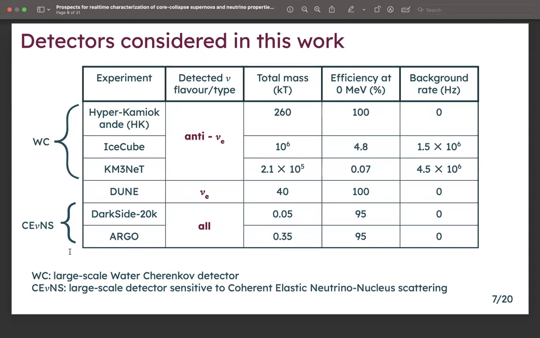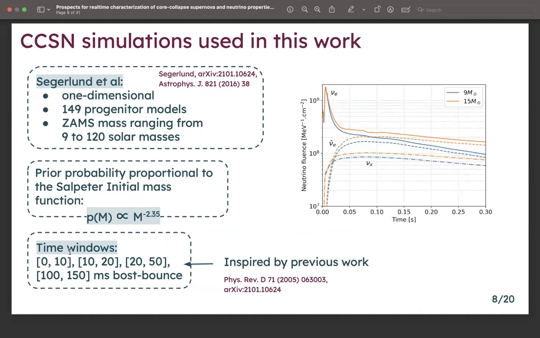So what you see here is a list of detectors, next generation detectors. Some are under construction, some already exist, of course. But all in all, as a group, it's a group of next generation neutrino detectors, and what we want to do is, well, combine them in order to estimate CCSN distance properties and so on. But I will just come to that. Before we go there, we need to know what simulations we use for the supernovae. So the simulations that we use are those from Sagert et al.